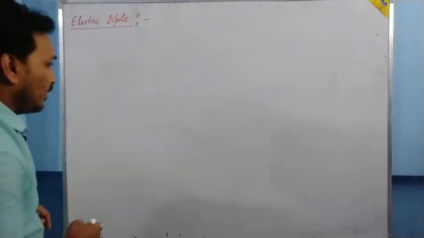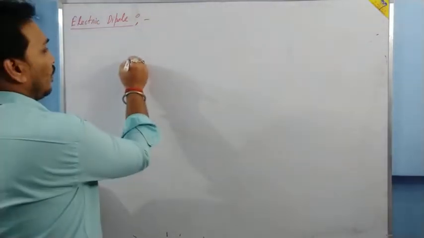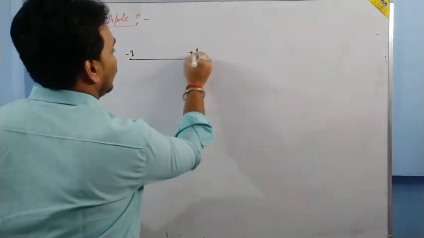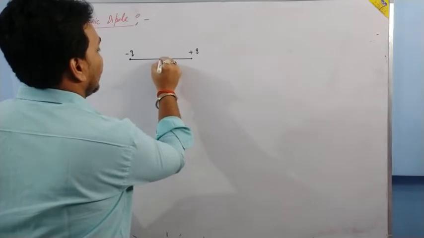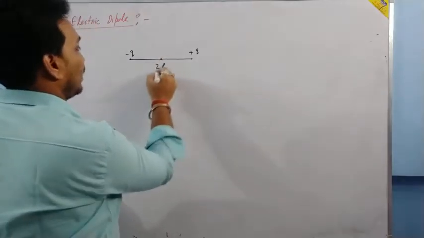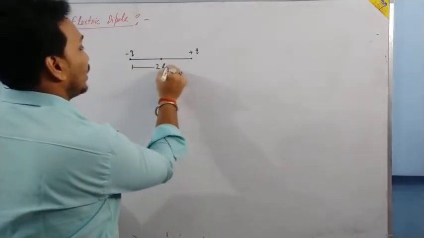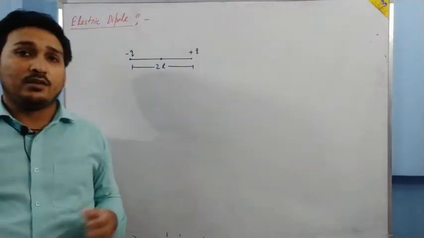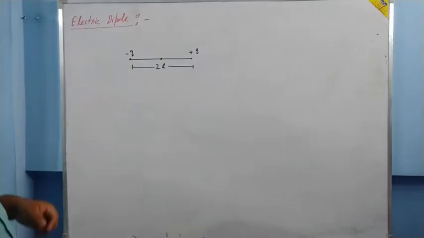Electric dipole. What is an electric dipole? It is an arrangement of two equal and opposite charges separated by a small distance, and that very distance we are going to take as 2L. It is an arrangement of two equal and opposite charges separated by a small distance.